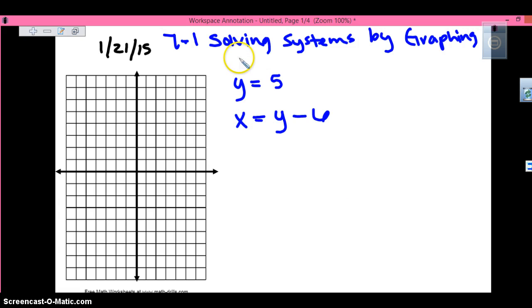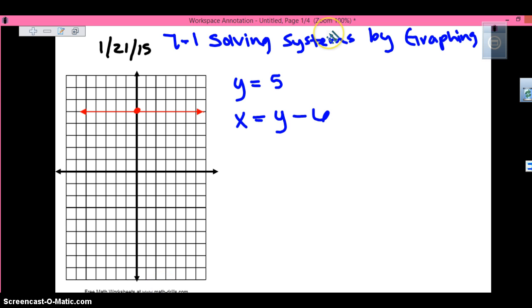So today we're continuing to solve systems by graphing. Well, we need to graph y equals 5. We have to go to the y-axis to number 5 because 5 is our y-intercept. Our slope is 0. That means that our line is horizontal. So y equals 5.